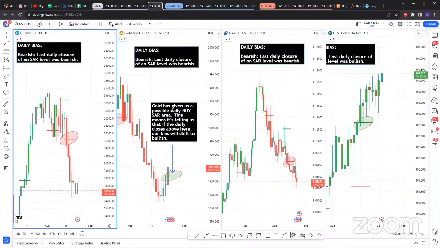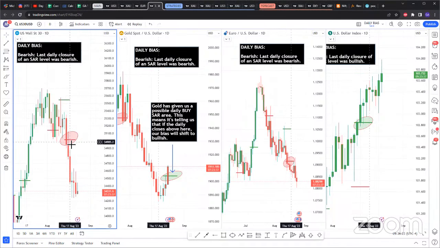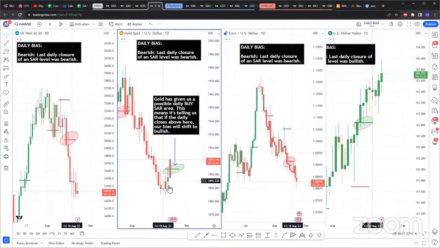The bias for everything is bearish for me. So right here, you can see on US 30, daily bias is still bearish. Gold daily bias is still bearish. However, you can see we have the buy SAR that was printed yesterday. It was printed on this daily candle.